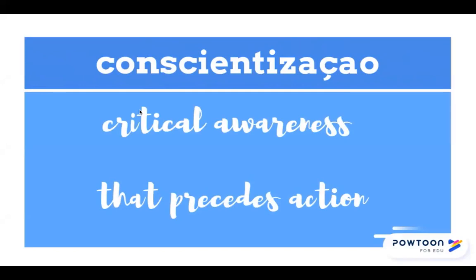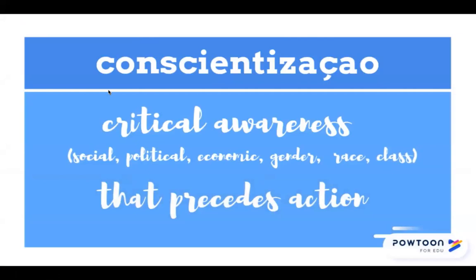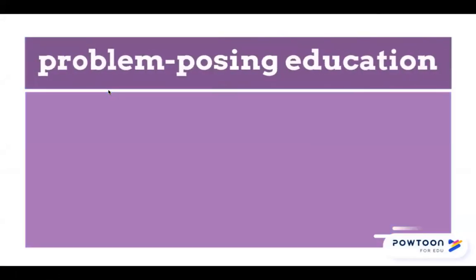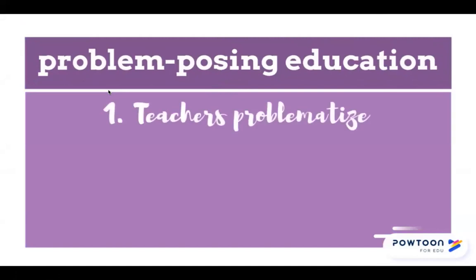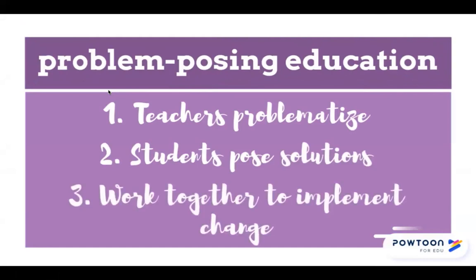Conscientização begins with students becoming aware of the contradictions in their social, political, economic, gender, race, and class conditions, and then taking action to resolve those contradictions. In Freire's so-called problem-posing education, teachers problematize each issue discussed in class. Students then pose their own solutions. Teacher and students then work together in both goal and process to successfully change the conditions of oppression and ultimately achieve the democratic ideal of freedom and equality for all.